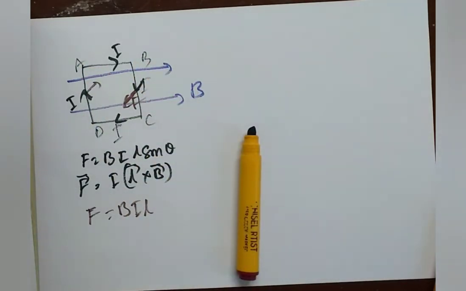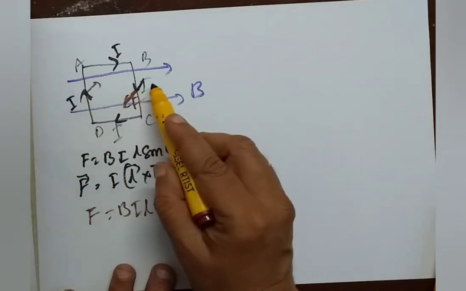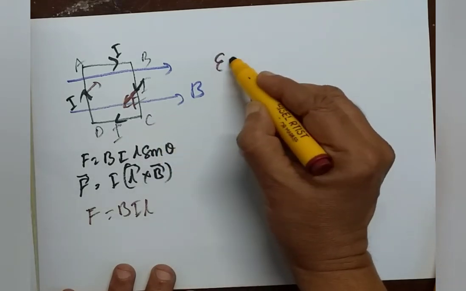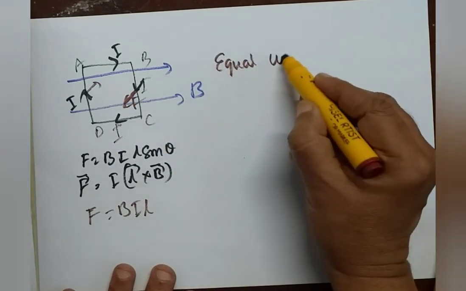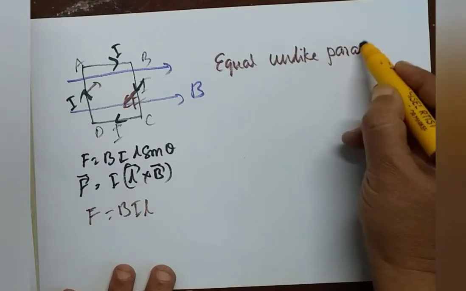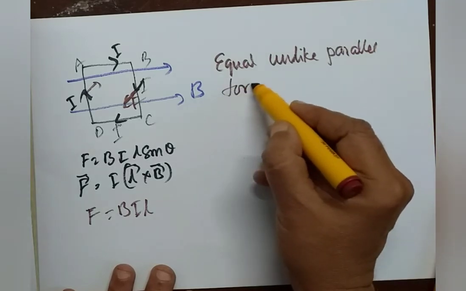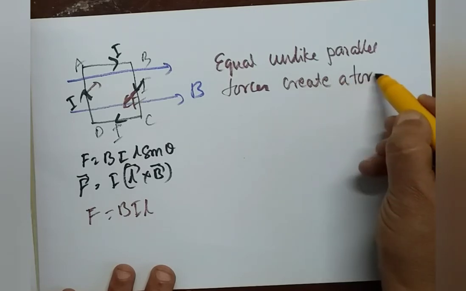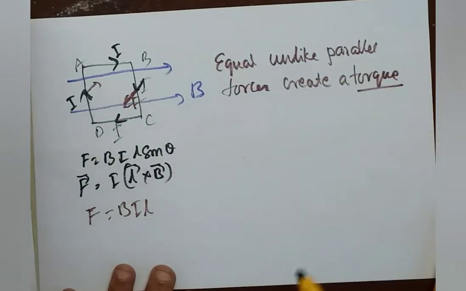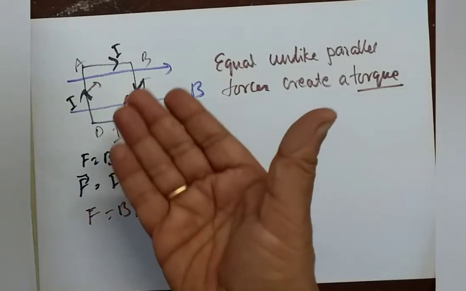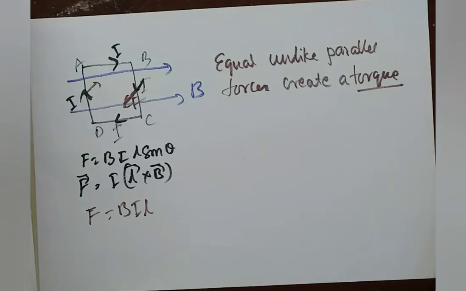Therefore, net there are two equal unlike parallel forces acting on AD and BC. As we know, two equal unlike parallel forces create a torque. Torque means there is a rotation. Therefore, the coil, if it is pivoted properly, starts rotating. So with this idea, now we want to calculate the torque.